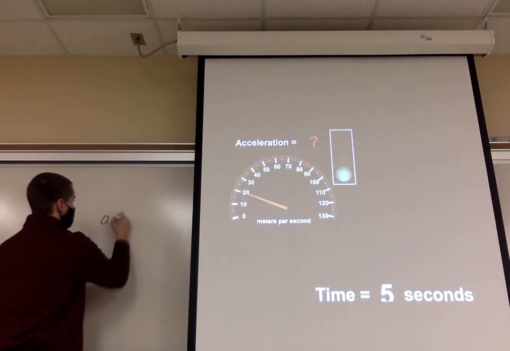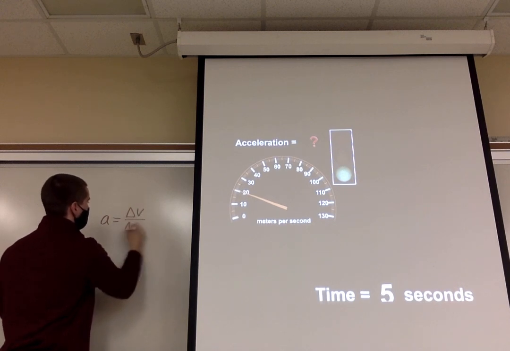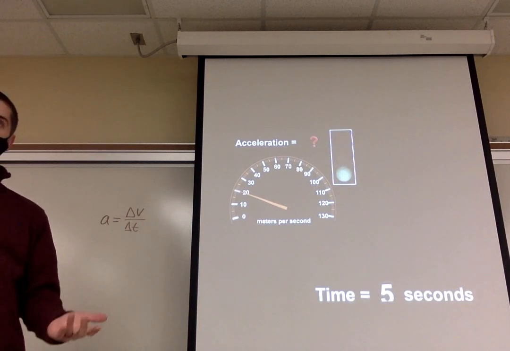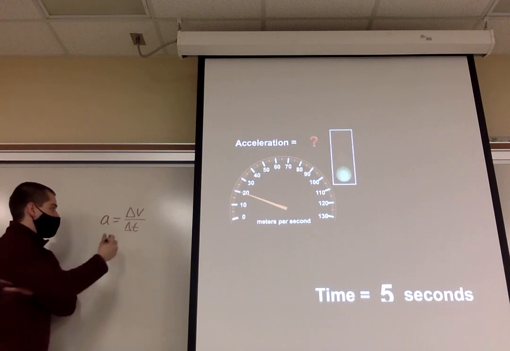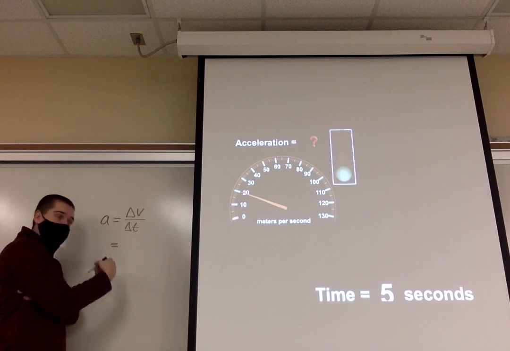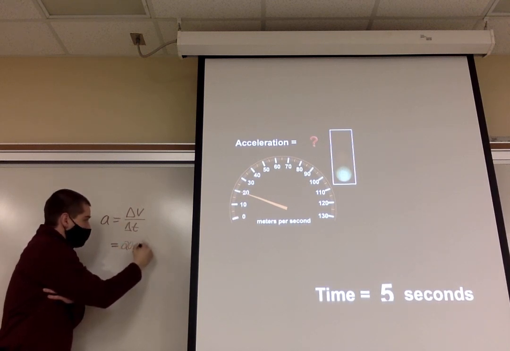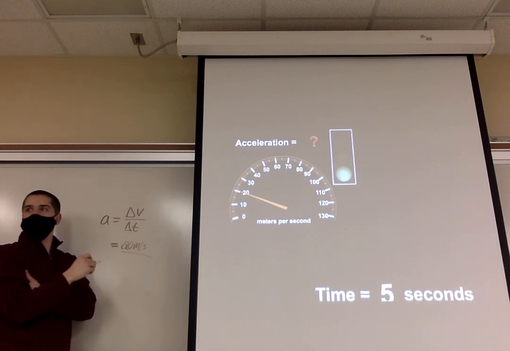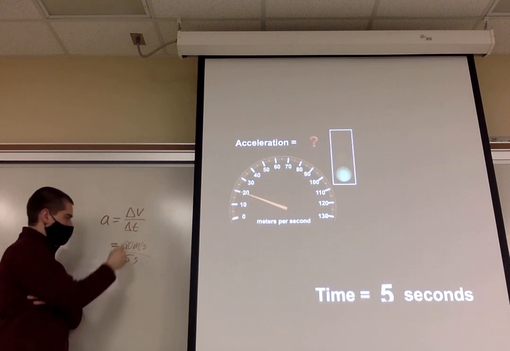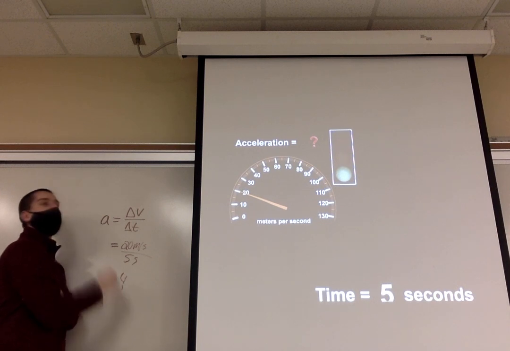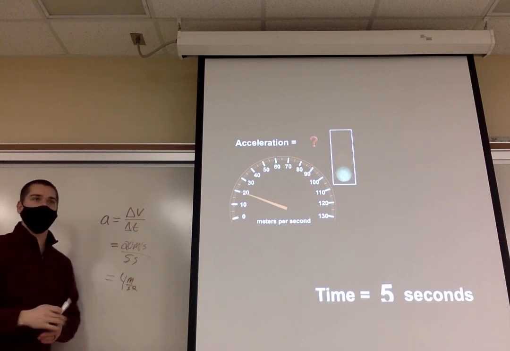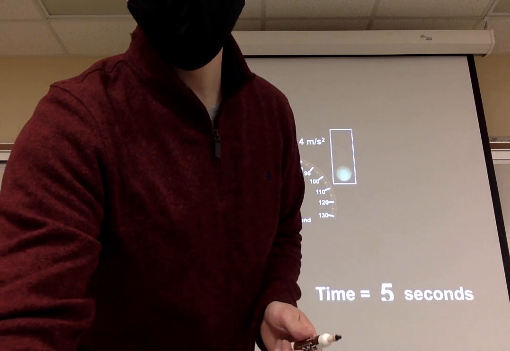How much did your speed change in this scenario? 20. Went from 0 up to 20. 20 meters per second was the change in the velocity. How long did this take? 5 seconds. What's 20 over 5? What are our units? Meters per second squared, or meter per second per second. Boom. That's average acceleration. Oftentimes it'll be changing, so you're going to have to use your kinematics and plug it in.